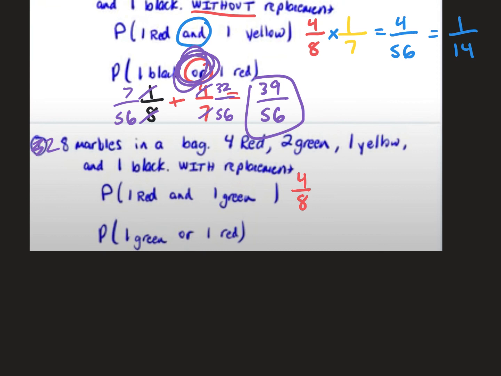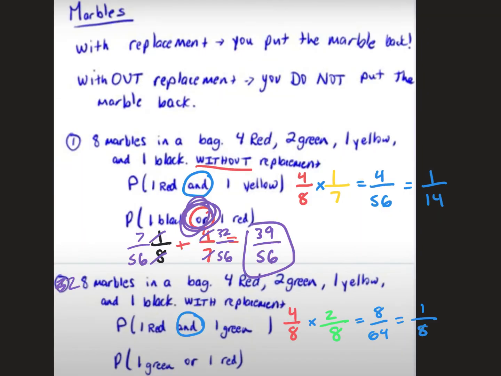Remember when I said take a picture because this was added? And then how many green marbles do I have? 2. And how many marbles total do I still have? 8. And if this says and, what do I do to these two numbers? Multiply. So 4 times 2 is 8. 8 times 8, 64. So would this simplify to? 1 over 8. Yes. Go ahead.